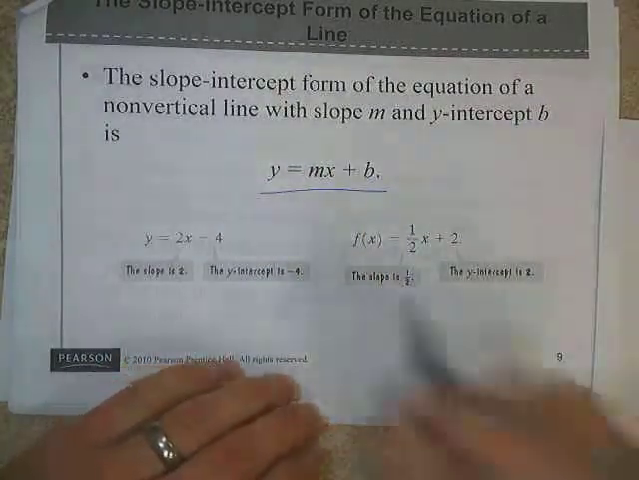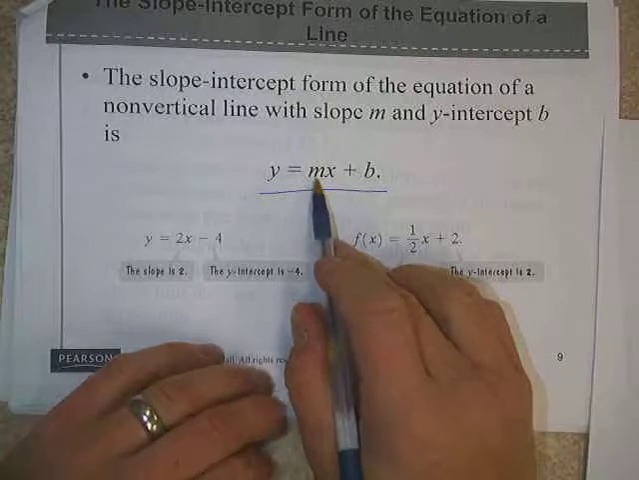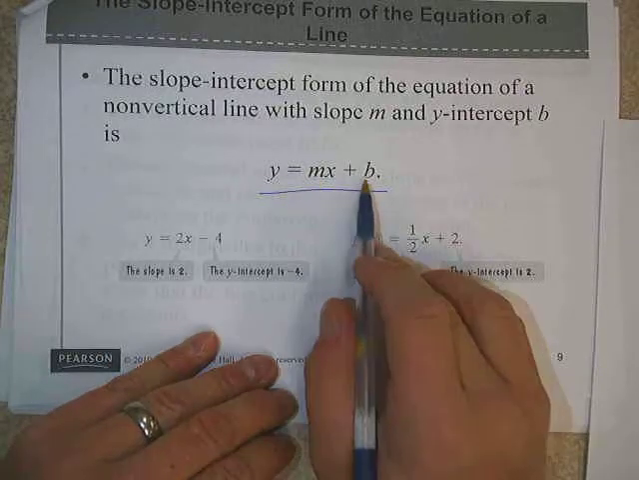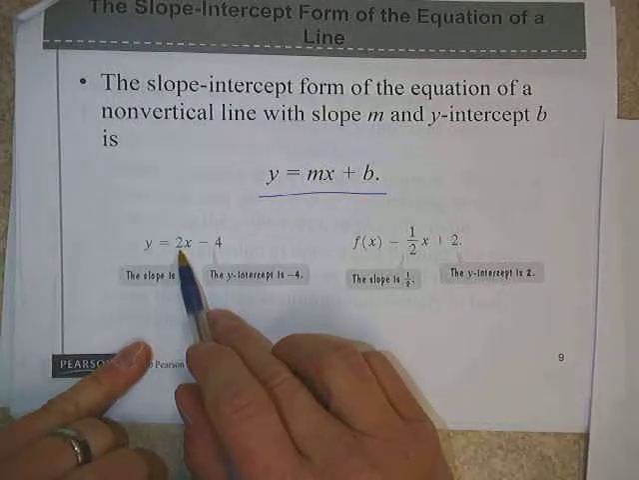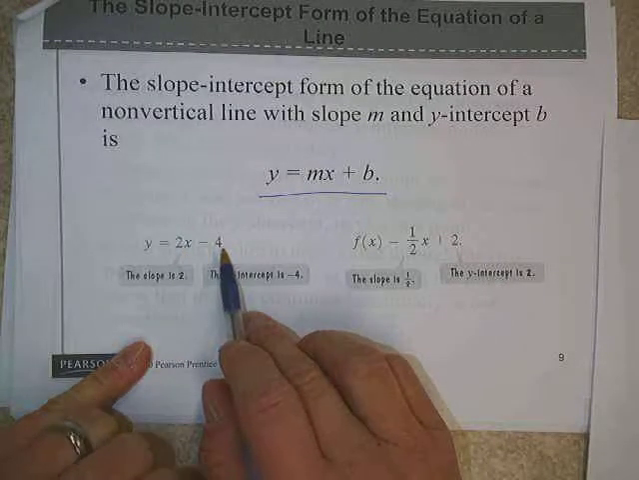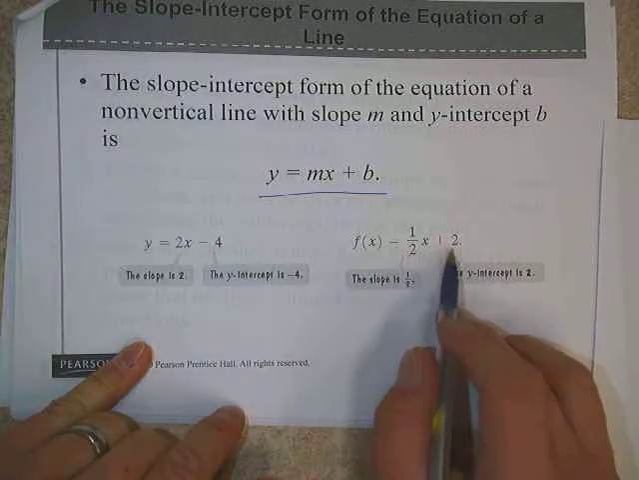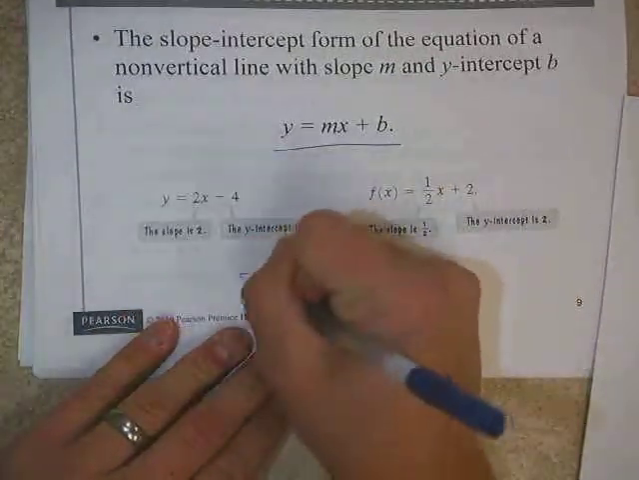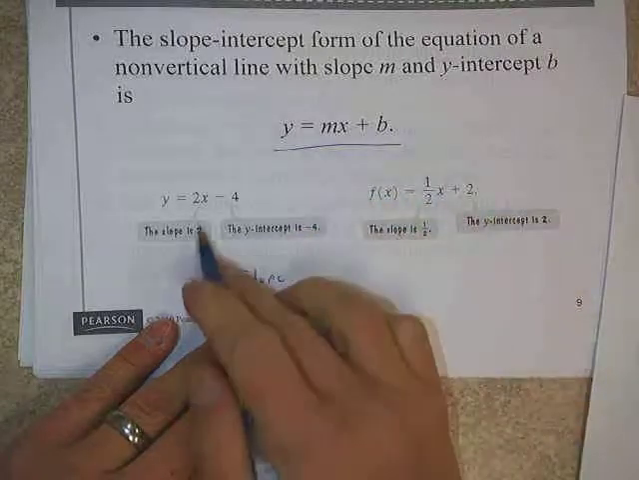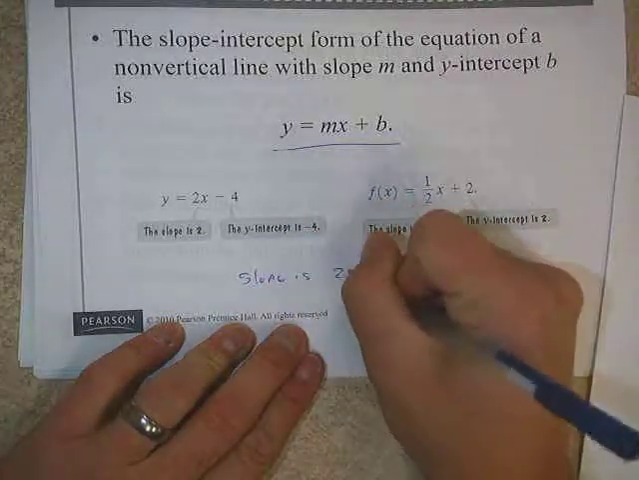Now, one of the things that we're also going to deal with is equations for lines besides the standard form equation. This is what we call slope-intercept form. And ultimately, when we have an equation that's given to us in this form, we can see both the slope and the y-intercept straight from the equation. So in this case, 2 is the slope, negative 4 is the y-intercept. In this case, a half is the slope, and 2 is the y-intercept.